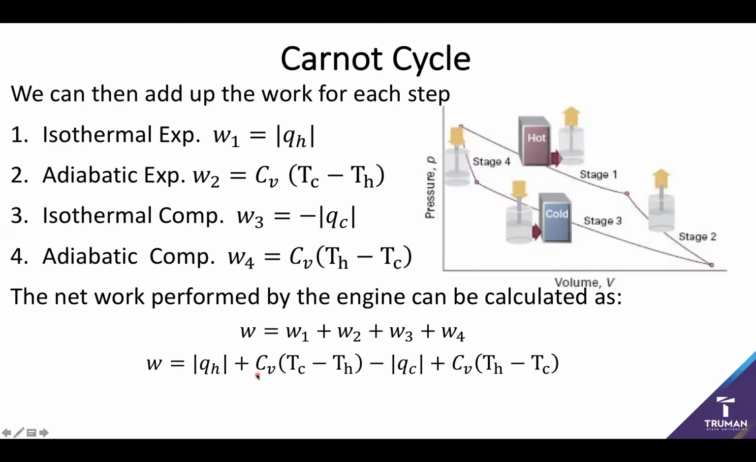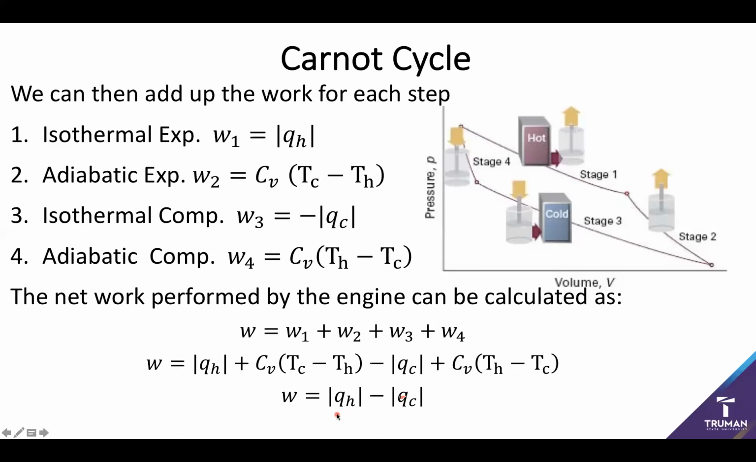Because our adiabatic expansion and our adiabatic compression terms, well, they're just equal but opposite in signs. So the same amount of energy that enters the system in stage 4 is going to be the same amount of energy that leaves the system in stage 2. So these two will just cancel out. And so the work being accomplished by the system is essentially just going to be the difference between the amount of heat entering the system in stage 1 and the amount of heat leaving the system in stage 3.